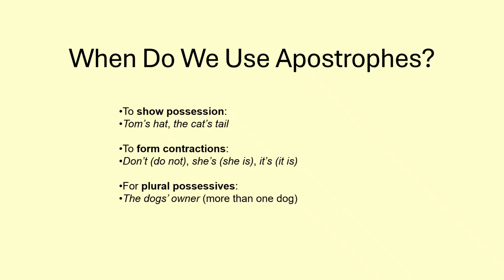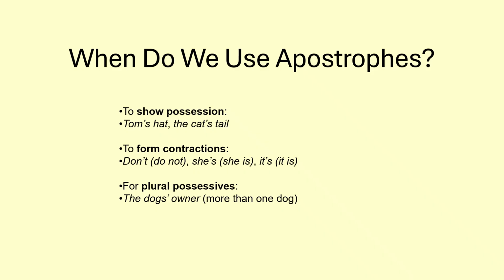We also use apostrophes to form contractions. The contraction of do not is don't. We can see that the O from the not has been removed, and the apostrophe is showing us where that letter has been removed. She's is the contraction of she is, so the I has been removed, and the apostrophe for the contraction is showing us where that I has been removed. And it's, it is, so anywhere where you could be using it is, we could also use the contracted form, which is it apostrophe s.